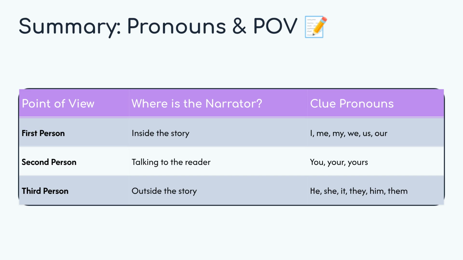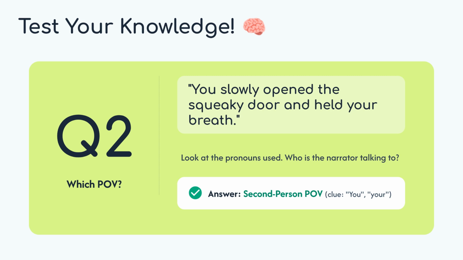Let's do a quick summary. If the narrator is inside the story using I or we, it's first person. If they are talking directly to you using you, it's second person. And if they are outside the story using he, she, or they, it's third person. Simple, right? Time to test your knowledge.